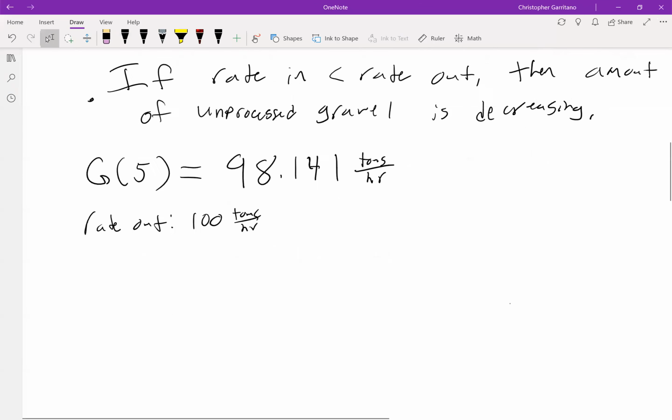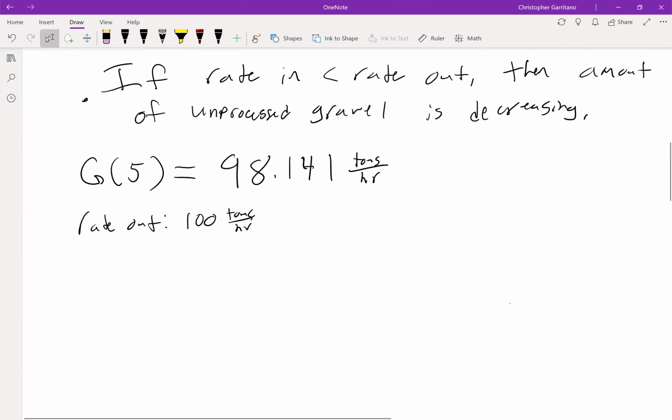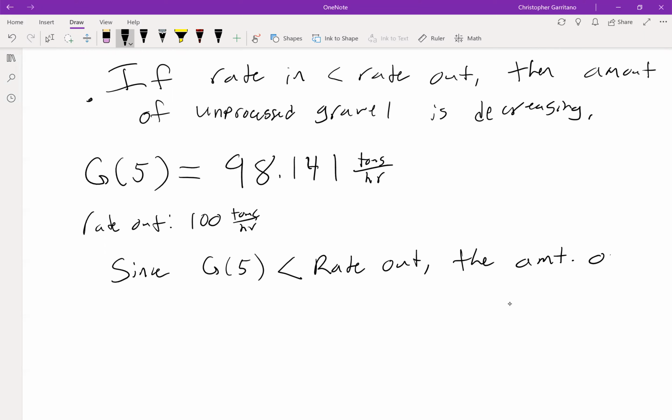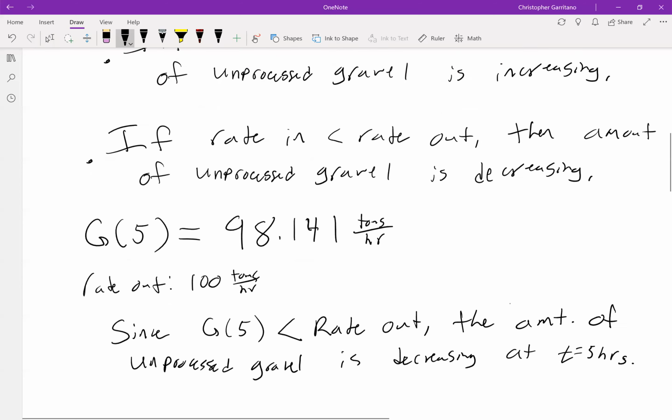All right, and as you can see, the rate out is greater than the rate in. So you'd say something along the lines of, since G of 5 is less than the rate out, the amount of unprocessed gravel is decreasing at t equals 5 hours. And that's it. It's just a simple comparison problem.